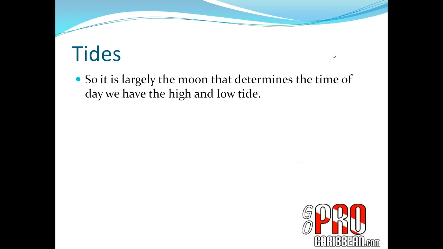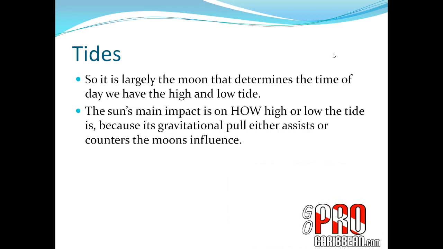It is largely the moon that determines the time of day we have high and low tide, is what we have now learnt. The sun's main impact is how high or low the tide is, because its gravitational pull is either going to assist the gravitational pull of the moon, they're going to work together, or it could actually counter the moon's influence and actually reduce some of the gravitational pull of the moon.